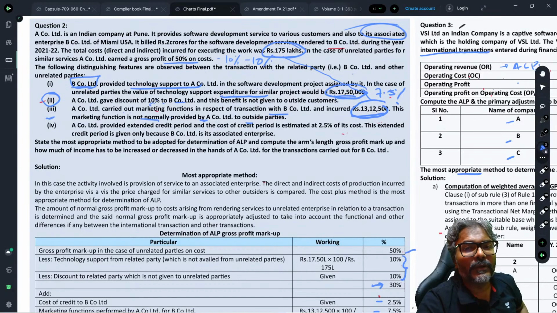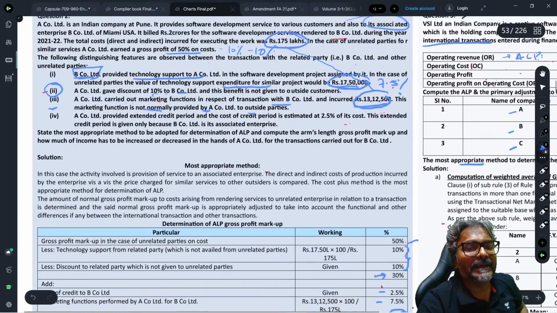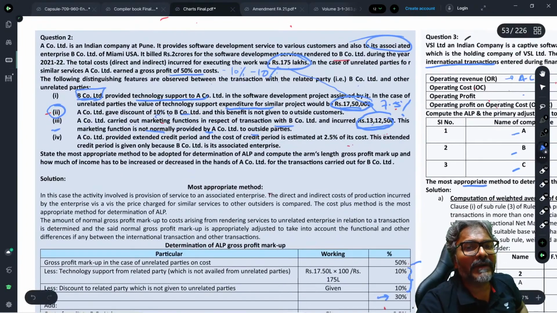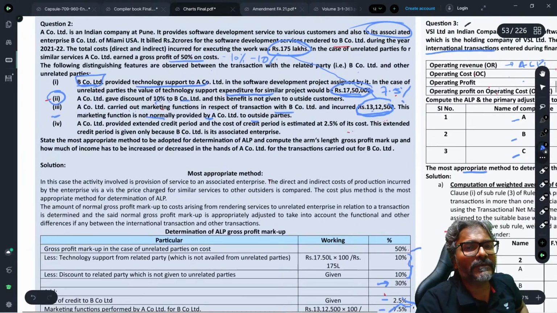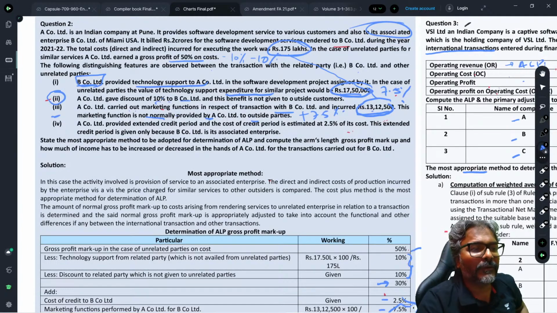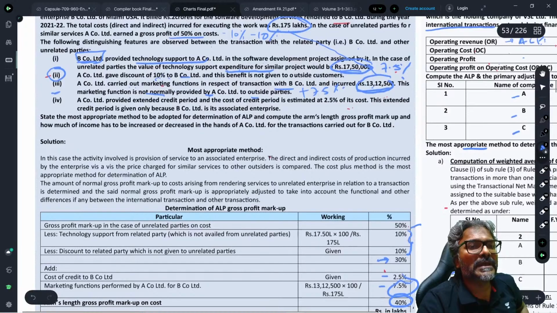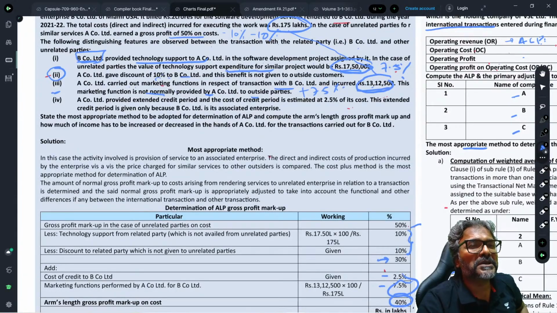So what we will do in point number 3, the margin, students, will be enhanced in this case. Now, how much will it be in this criteria, students? So 13,12,500 divided by 175 as a percentage of cost. How much is it? As a percentage of cost, it is 7.5%. So add 7.5%. This is the addition that you need to do over here. I hope that every one of you is clear with this one. So this is the addition in the margin percentage that needs to be done.